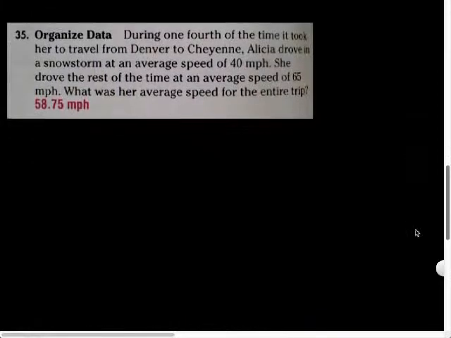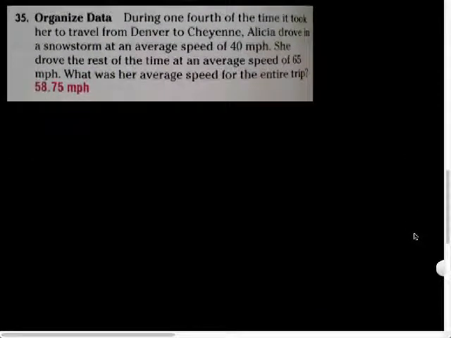So let's see, 35. During 1/4 of the time it took her to travel from Denver to Cheyenne, Alicia drove in a snowstorm at an average speed of 40 miles an hour. She drove the rest of the time at an average speed of 65 miles per hour. Fast for a snowstorm.